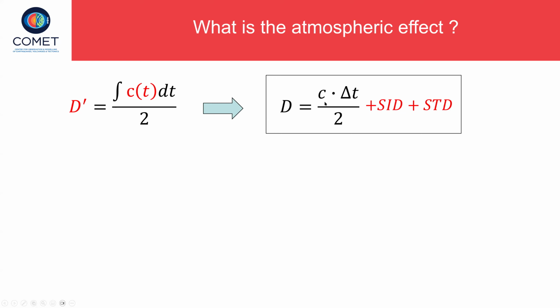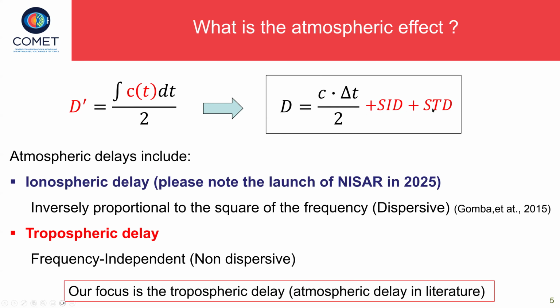Instead of using the real equation, we add two error terms to this simple equation. One is called the ionospheric delay, and one is called the tropospheric delay. One is caused by the ionosphere, and one is caused by the troposphere. The ionospheric delay is also very large compared to the tropospheric delay. It is inversely proportional to the square of the frequency, so it depends on the frequency of the signal. Our lecture today focuses more on the tropospheric delay, which is frequency independent.